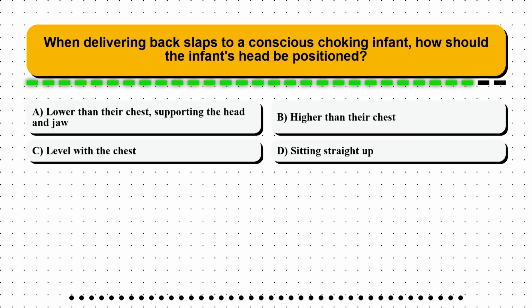Question 16. When delivering back slaps to a conscious choking infant, how should the infant's head be positioned? Option A, lower than their chest, supporting the head and jaw. Option B, higher than their chest. Option C, level with the chest. Option D, sitting straight up.